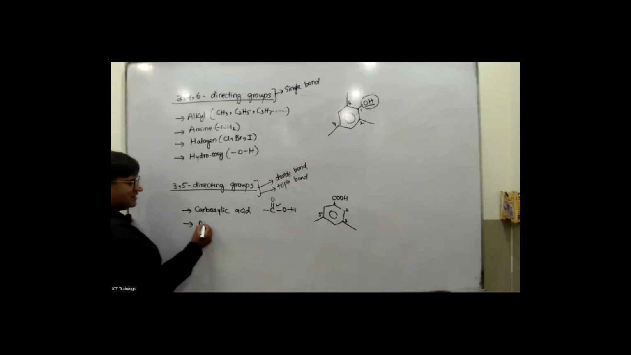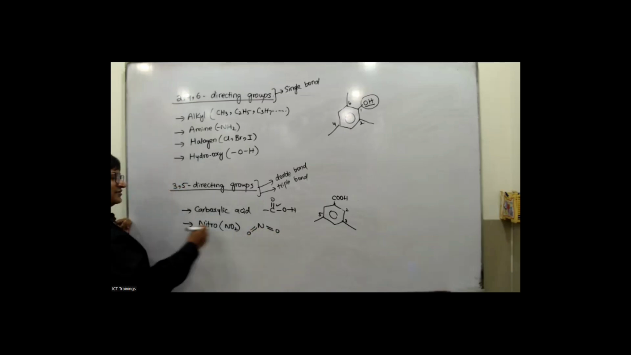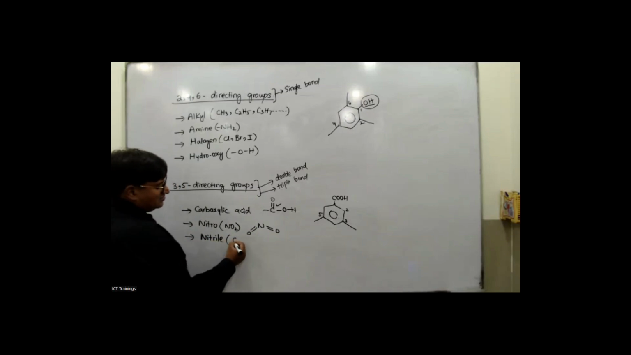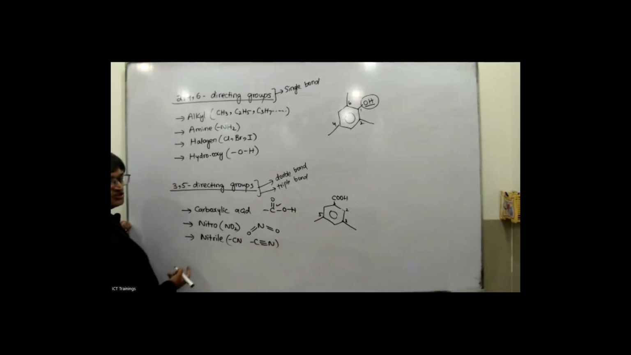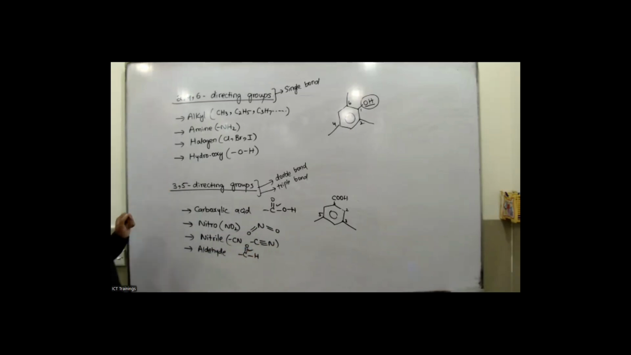The next one, my dear, is the nitro group. Nitro is NO2, meaning N double bond O and double bond O. So this also has a double bond, so this is also a 3, 5 directing group. The next one is the nitrile group. Nitrile is CN, C triple bond N. So it has a triple bond, so this is also a 3, 5 directing group. Then the aldehyde, my dear students: C double bond O and H. So this has a double bond, so this is also a 3, 5 directing group. Did you get it?